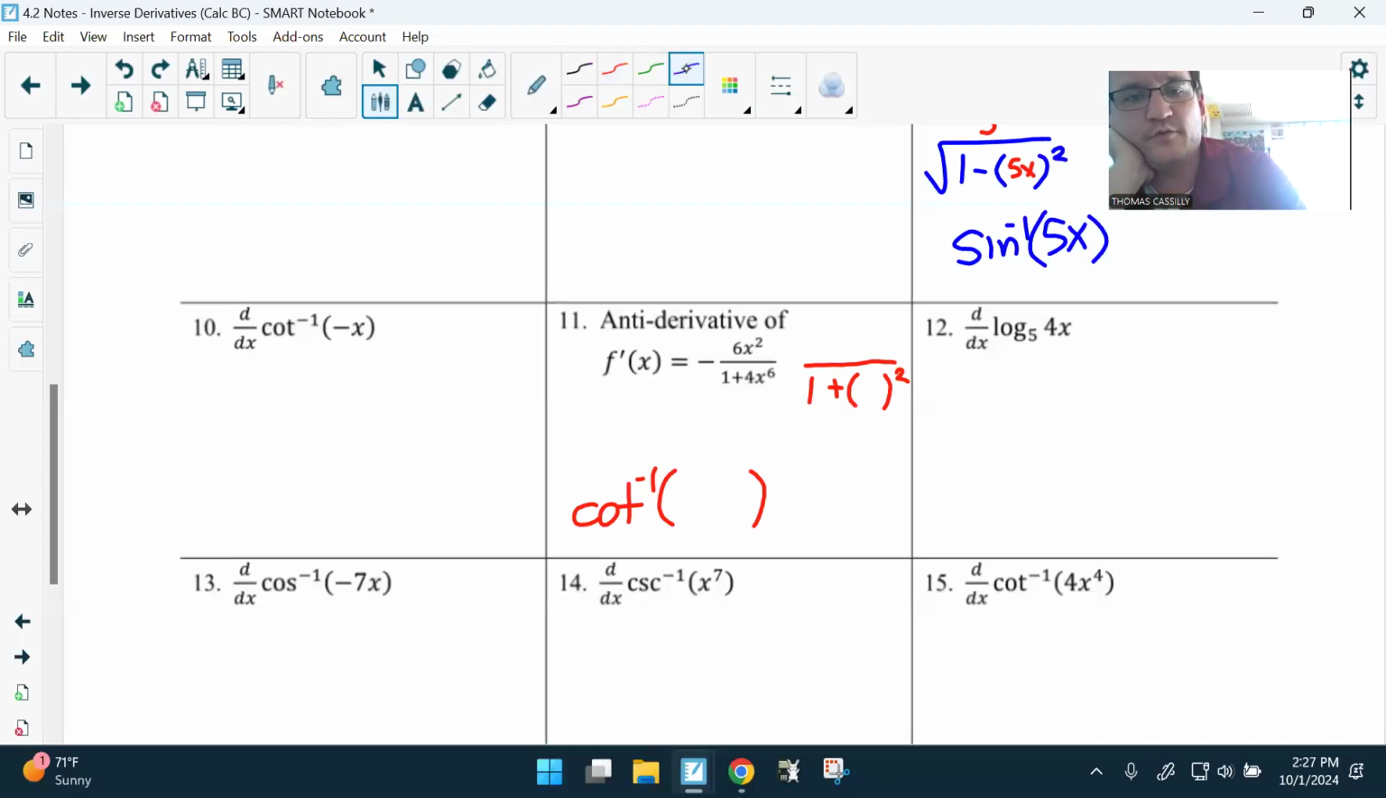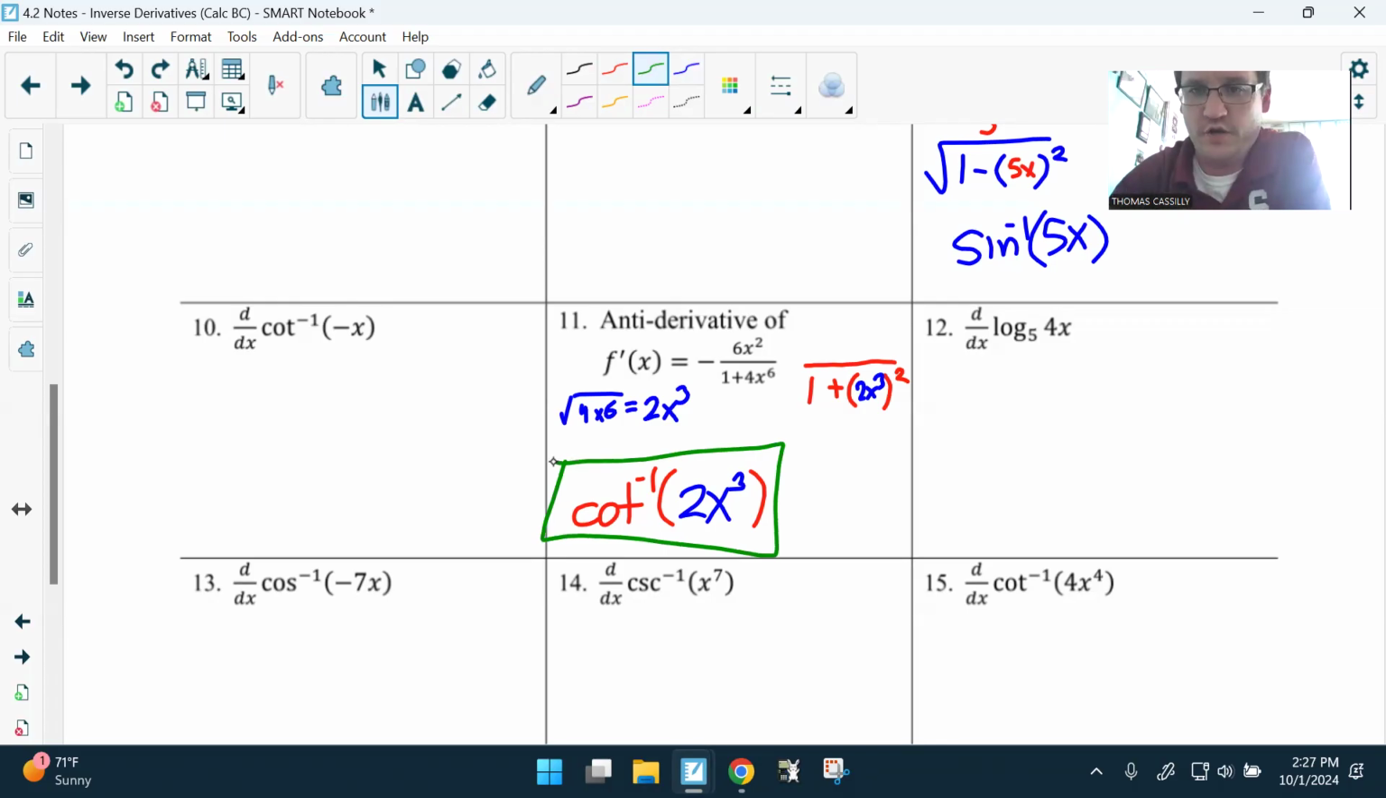What is the square root of 4x to the sixth? That's just 2x cubed. What is the derivative of 2x cubed? Well, that's 6x squared. So there we have it, that is our answer. This ends up being 2x cubed, that is the antiderivative of this function here. All right, so try some of those.